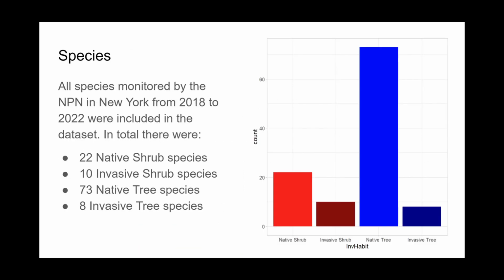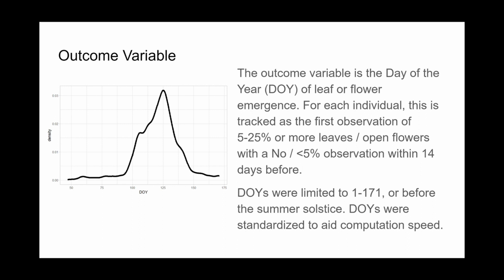I'm looking specifically at invasive and native shrub and tree species from 2018 to 2022 in New York State. The variable I'm looking at is the day of the year of leaf or flower emergence, which is the first case of 5% or more leaves or flowers. And this variable is limited from 1 to 171, or before the summer solstice, so it captures the spring.